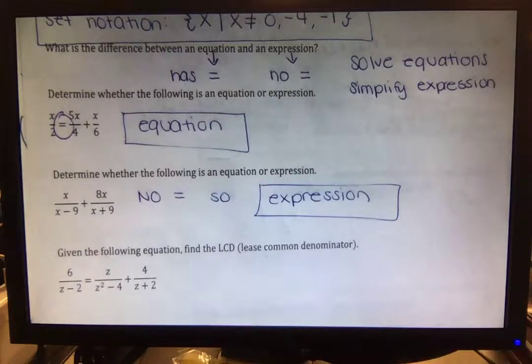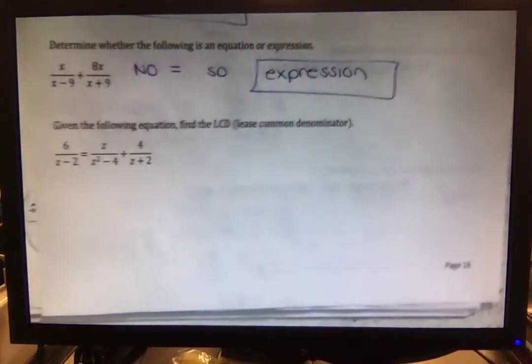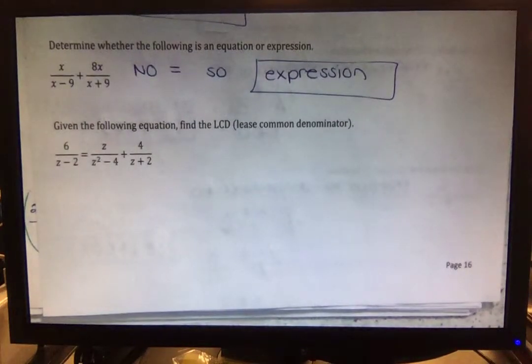So if there's an equal sign, it's an equation. We can solve it. If there's no equal sign and it's an expression, we cannot solve it. Given the following equation, find the LCD, the least common denominator. We've done this before, we're just reminded of it. So if we have 6 over z minus 2 equals z over z squared minus 4 plus z over z plus 2.